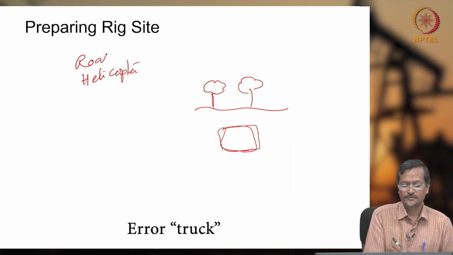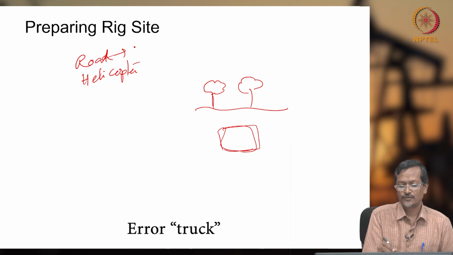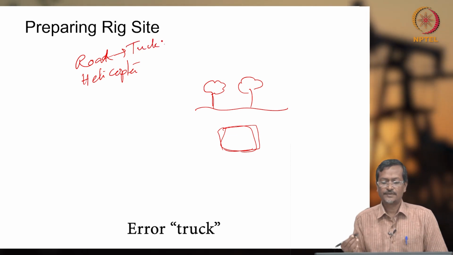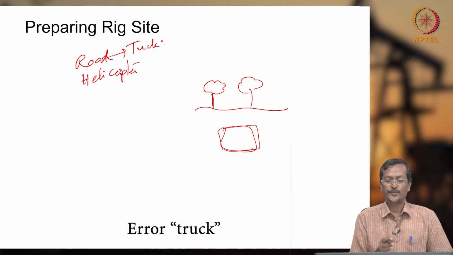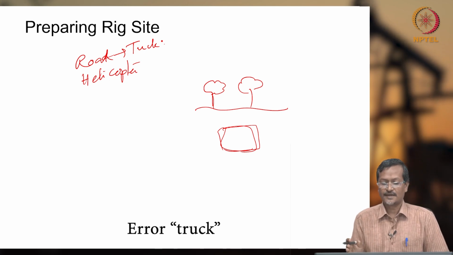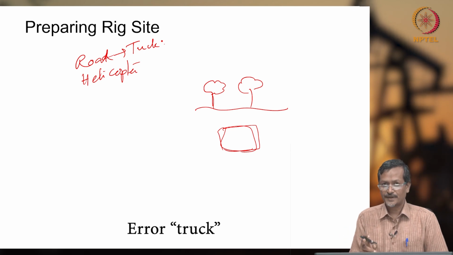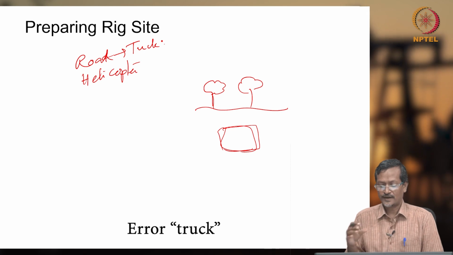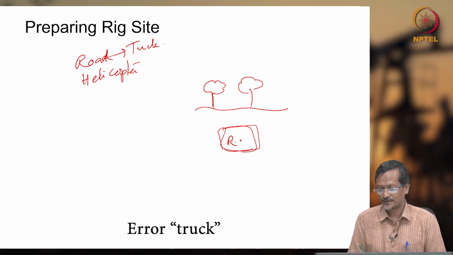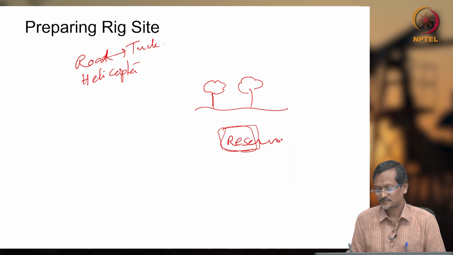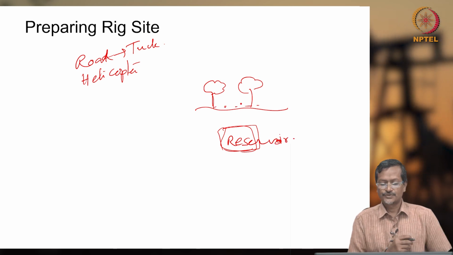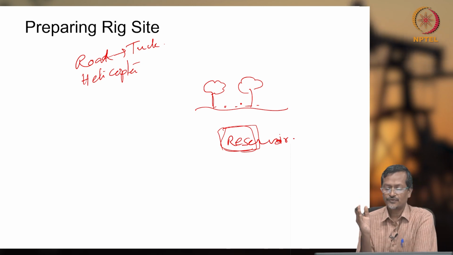If you have a road, then you must use trucks. Many times there will be a road nearby, but there will be no connectivity between your drill site and the road. So in that case you have to prepare the road. Before preparing the road, you have to get permission from the landowners who have land to access this reservoir, to access this area.